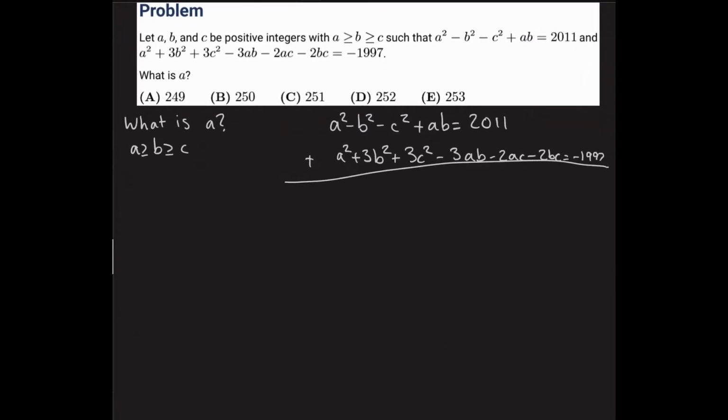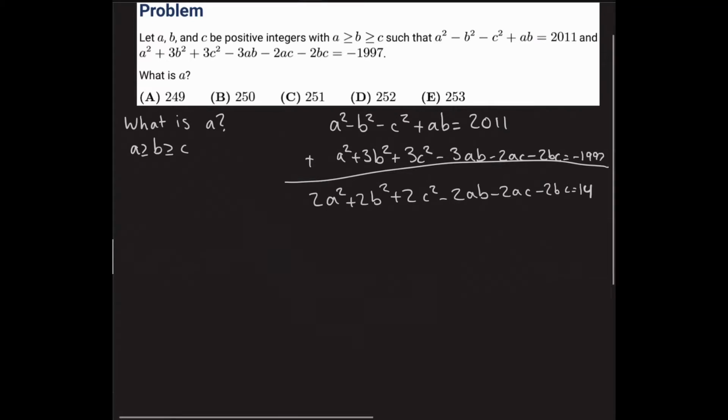So adding these two equations gives us 2a squared plus 2b squared plus 2c squared. Then positive ab plus negative 3ab is minus 2ab. And then we just have this minus 2ac minus 2bc equals, it wouldn't be negative, it would be 2011 plus negative 1997, which is 14. So from here, you might think we have to divide every term by 2 so that we can simplify the equation, but I'm actually going to do something different than that, and I'm going to combine these terms in a different way by breaking apart the 2a squared, 2b squared, and 2c squared.